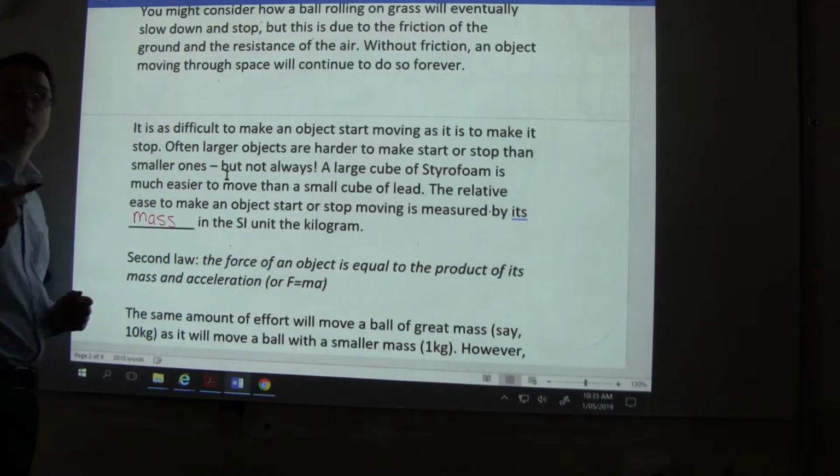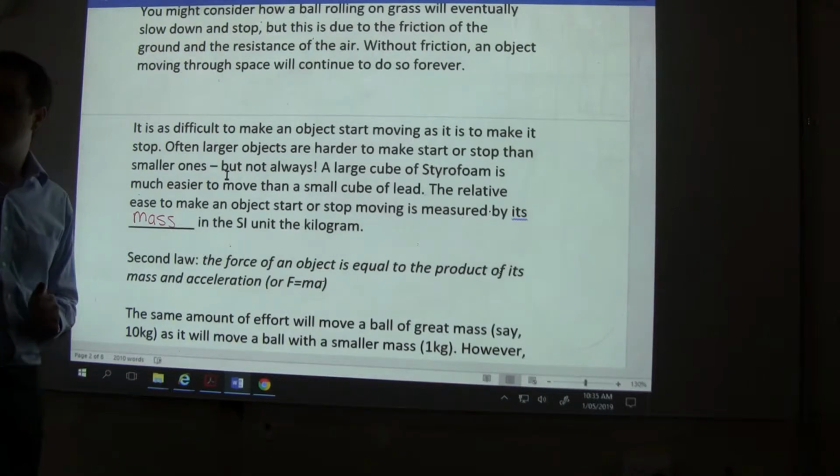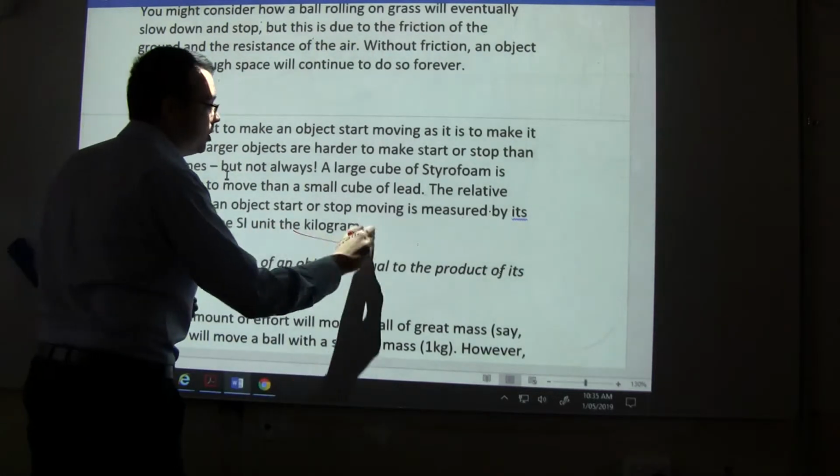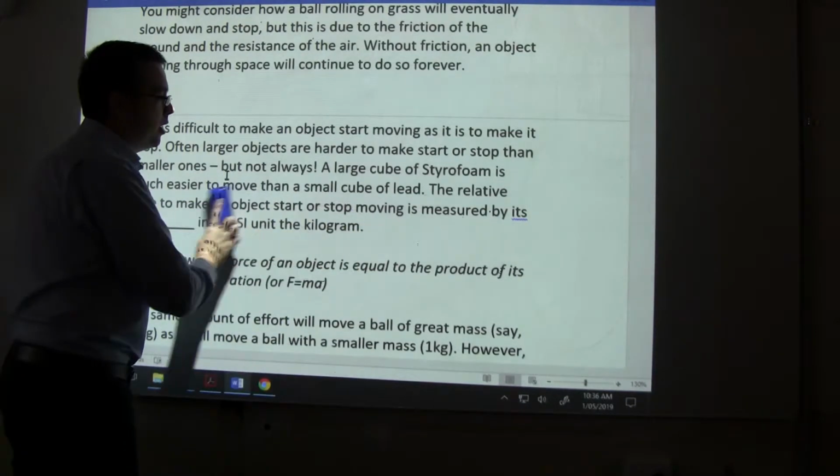What is the unit that mass is measured in? It's written on the board. I'm about to circle it. Could someone offer it? Just a little bit louder. So thank you very much. The kilogram. Mass is measured in kilograms. Okay, it's a bit odd. You might think, oh, I didn't think mass was measured in kilograms. But we'll come back to that.